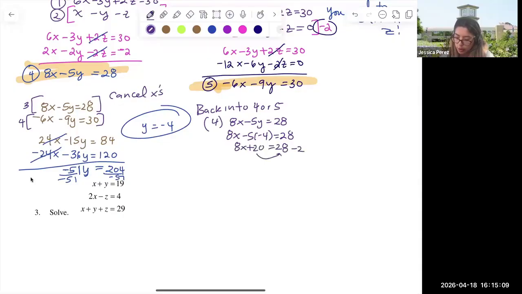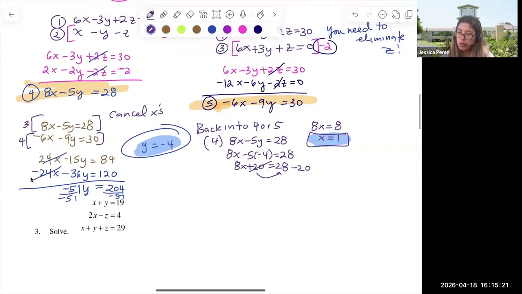Subtract both sides by 20. I get 8x is equal to 8. And then divide. I get x equal 1. Now I have my x and I have my y. I have to back substitute x and y into equations 1, 2, or 3. So then again, I'm back substituting.